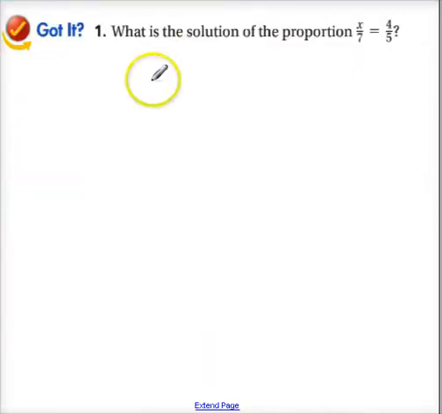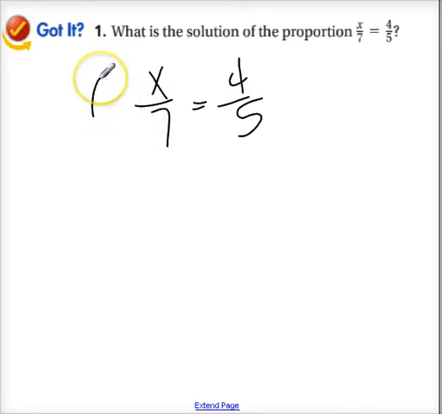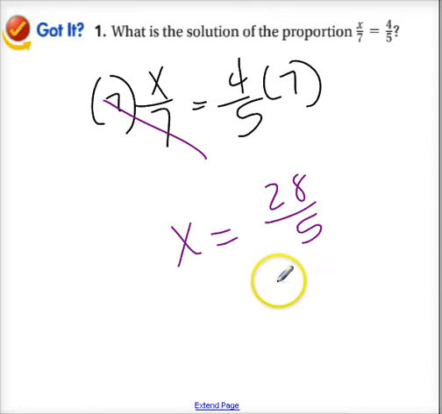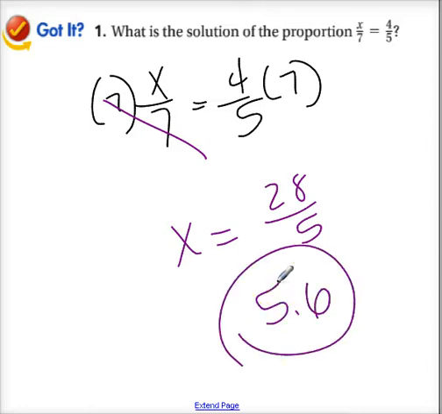If I do one more example, x over 7 equals 4/5. I want x by itself, so I'm going to multiply by 7 on both sides. When I do that, these 7s cancel. 4 times 7 is 28 divided by 5. And my answer is 5.6 equals x.